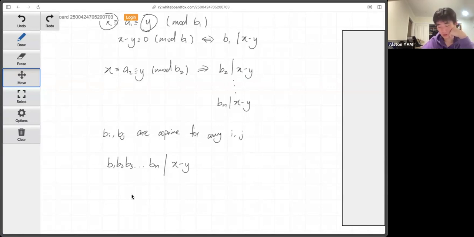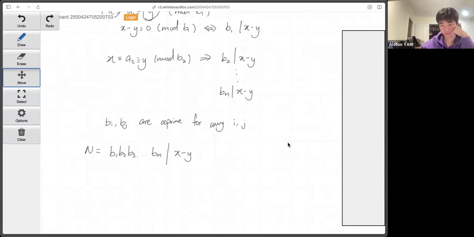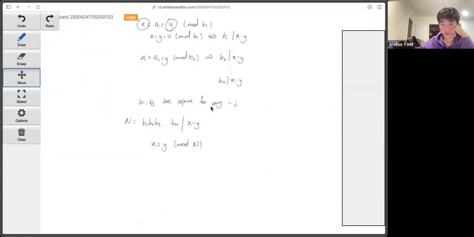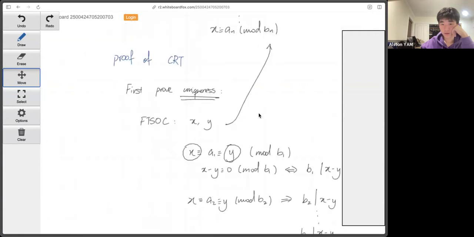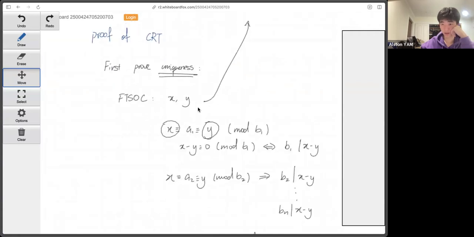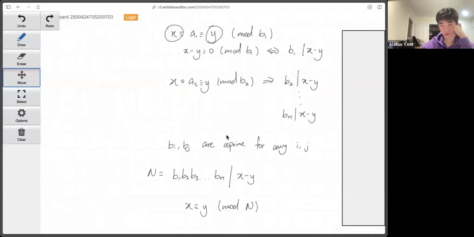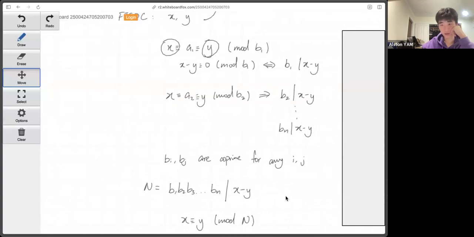Cool. I'll just rewrite this as big N divides x minus y. What does that mean? Well, that means x must be congruent to y under mod big N, right? But wait, we have assumed that x and y are different. That is one of the assumptions, because we're trying to prove that there is more than one solution. And also, the assumption is that they are less than mod N.